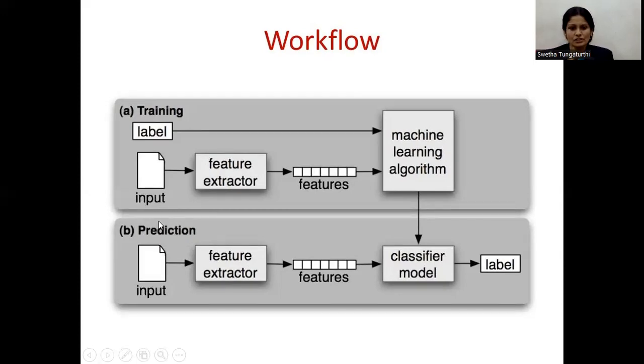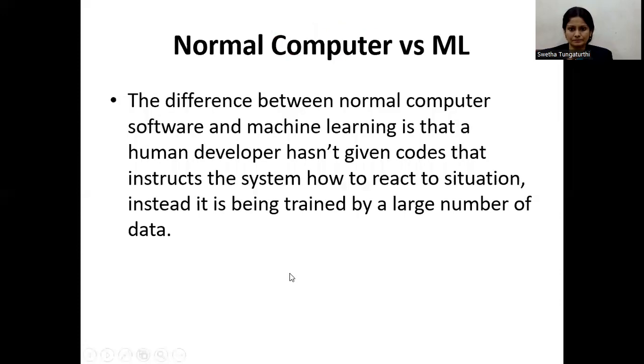In the prediction, we give the input to the feature extractor, and similarly the features are given to the classifier model. There are a lot of terms involved, like classifiers and regressions, which we will be learning in later classes. This classifier model, whatever is trained, has to recognize the label. So this is the workflow: it involves the training, and the second step is the prediction. This is the basic workflow of machine learning.